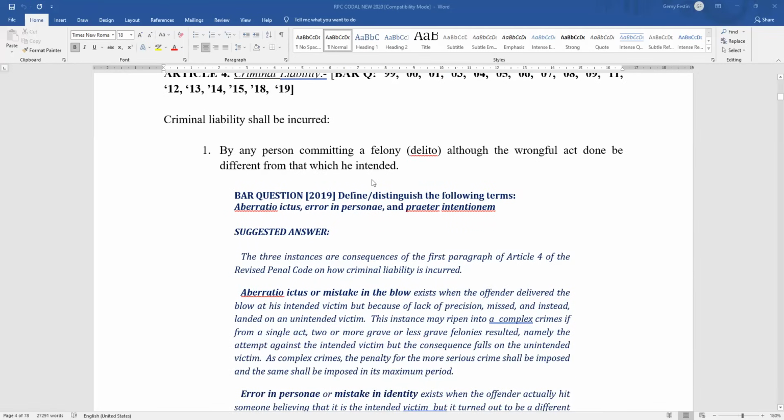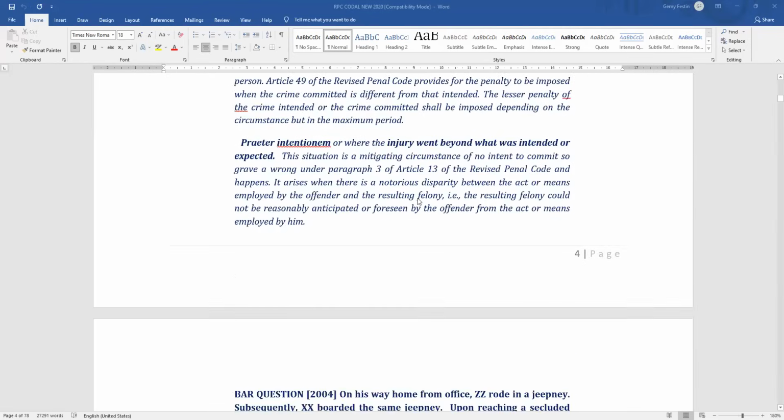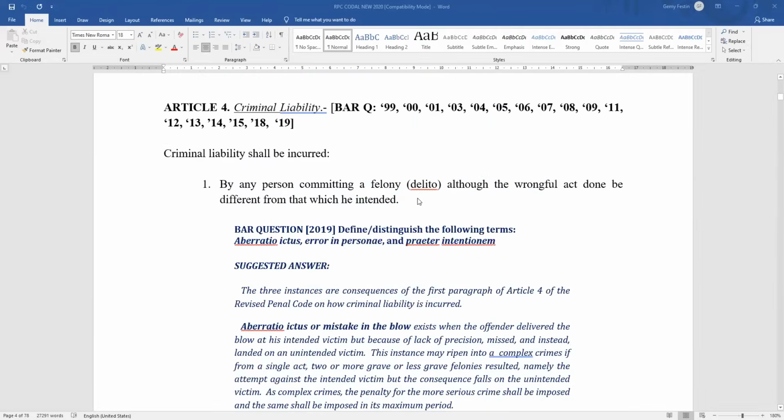No problem with just, you should know this already, because aberratio ictus, error in personae, praeter intentionem, all come from Article 4, Paragraph A. Sige, discuss natin yan. By committing a felony, what kind of a felony? We know that there is dolo and there's culpa. Which one? Both of them?